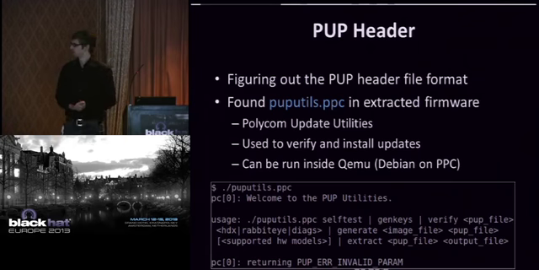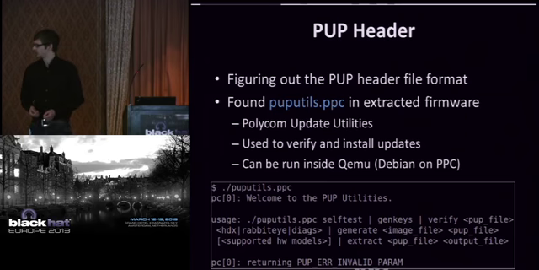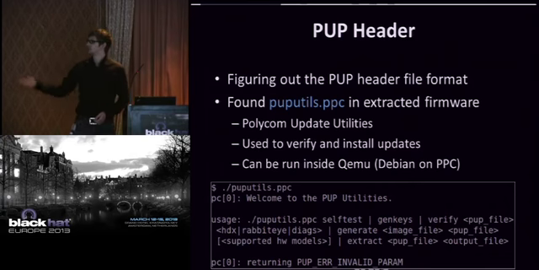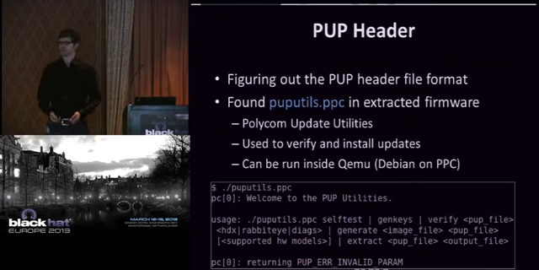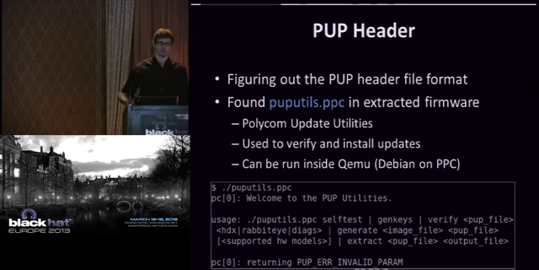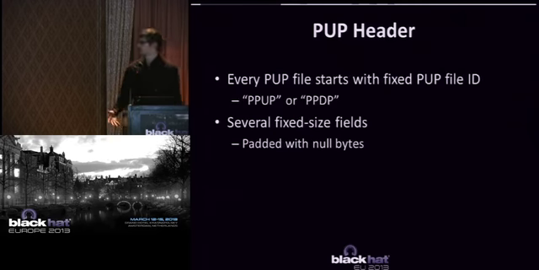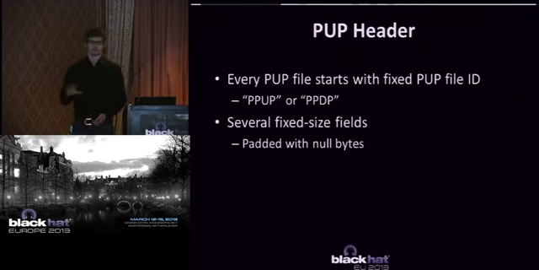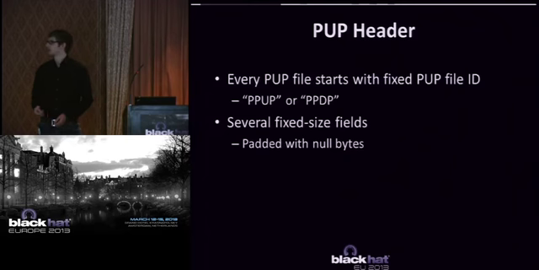What's interesting is, if you take a look at the usage information, it's not only used to verify and install updates, but also to generate updates. For example, you have a command generate, or a command gen keys. So it looks like this binary is also used by Polycom to generate update files, which is interesting because it's shipped with every device to every customer. So we reverse engineered that binary to find out the exact header format.